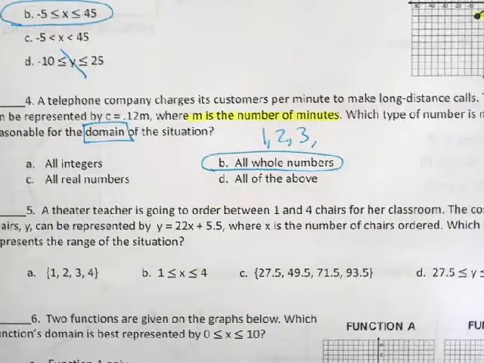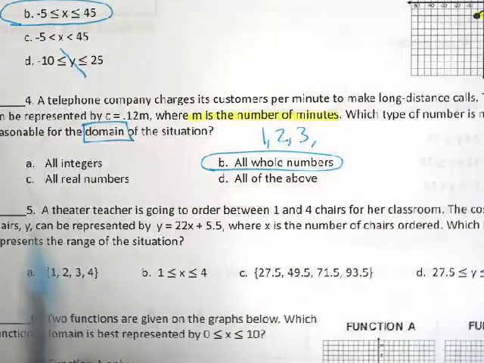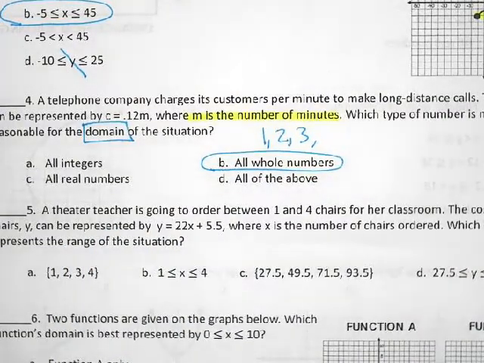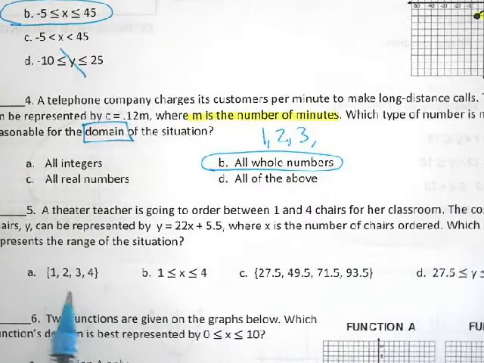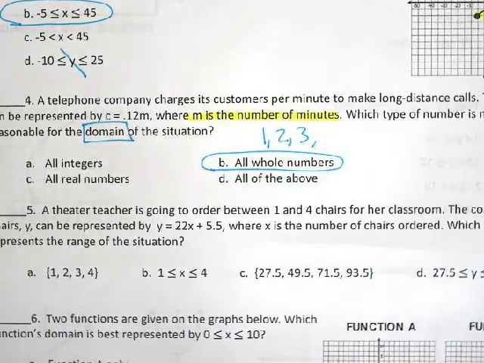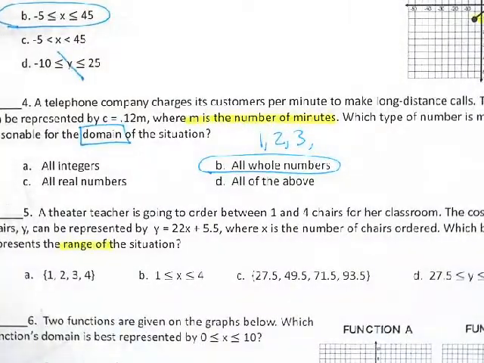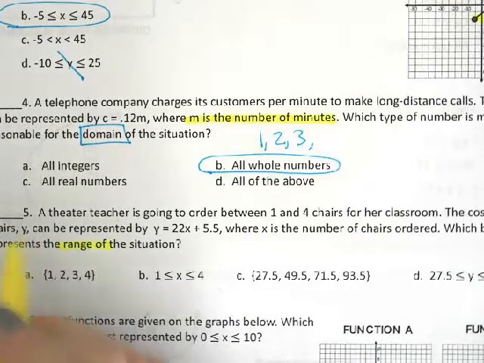Problem number 5 is another situation. A theater teacher is going to order between 1 and 4 chairs for her classroom. The cost of the chairs Y can be represented by Y equals 22x plus 5.5, where X is the number of chairs ordered. Which best represents the range of the situation? On this one, some of you chose A. If you chose A, it's because you were looking at the domain, not the range. The range is your Y values. So Y, and it tells you, represents the equation.